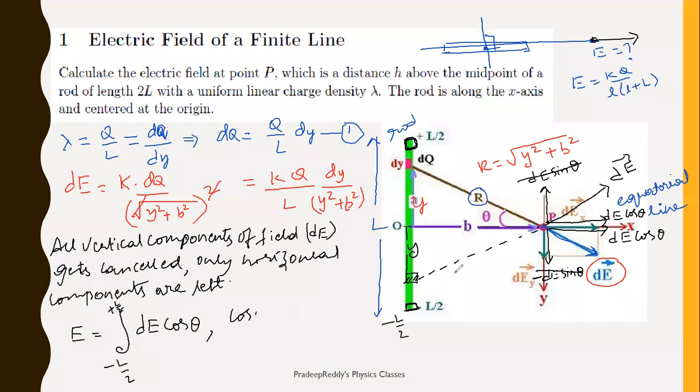Cos theta will be equal to adjacent side. What is the adjacent side? B divided by hypotenuse. It is (y square plus b square) whole power 1 by 2. Right? Any doubt in this concept?